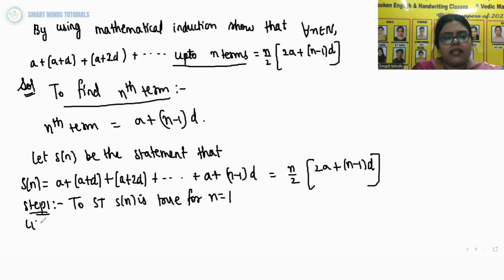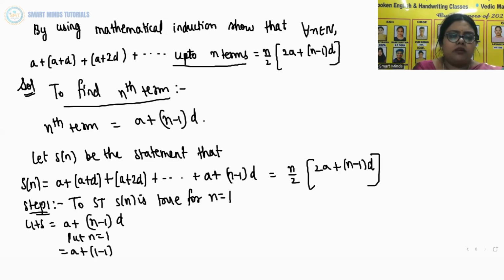So we will take LHS here. LHS is a + (n − 1)d. Now you put n = 1. So that will be a + (1 − 1)d, so that is a + 0d. 0 into anything is 0. So that is a + 0, which is equal to a. So you got LHS as a.